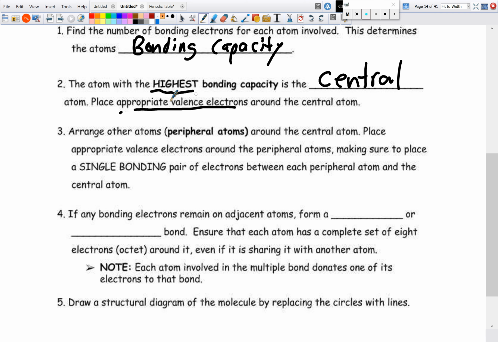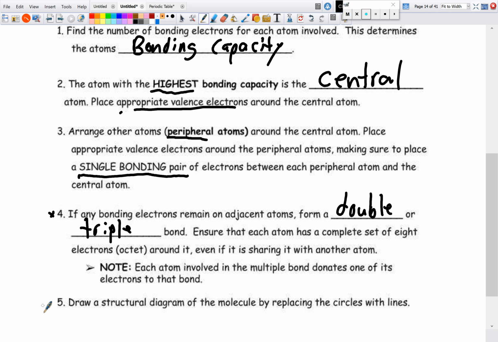Next, number 3, we're going to arrange other atoms, call these peripheral atoms, around the central atom. First, we're going to place the appropriate valence around each peripheral atom, and we're only going to make a single bonding pair first. Do not try to create double or triple bonds. First, only do a single bonding site, and that's it. Because after we create the one, this is where we go to step 4. If any bonding electrons remain on any of the atoms, form a double or triple bond to ensure that every atom has all of its bonding electrons bonding.